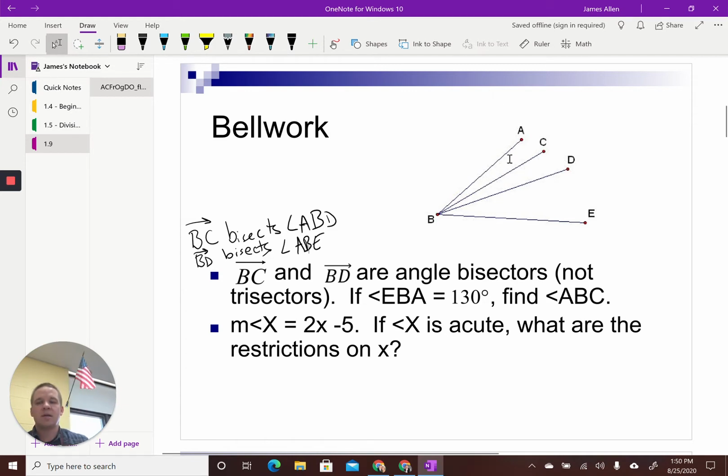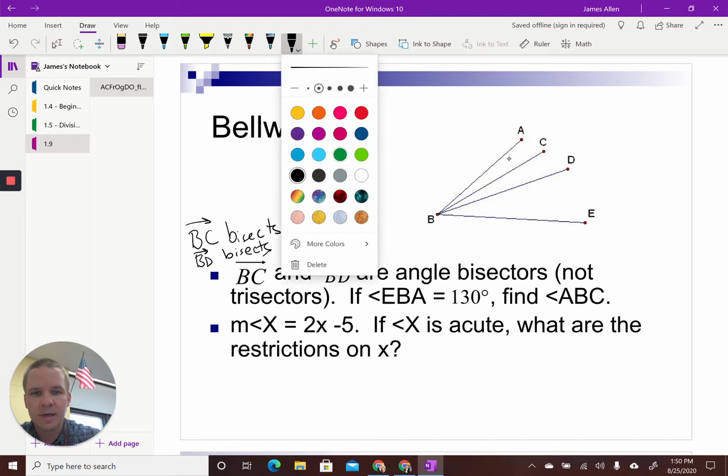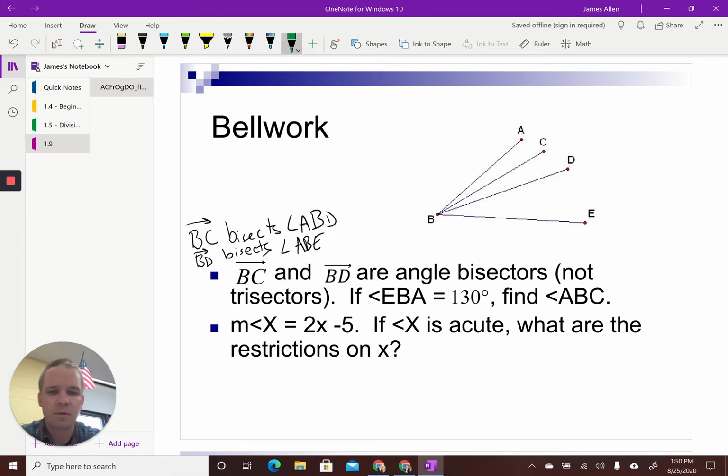Okay, so let's start doing some work. I'm going to go with some green. Green's my favorite color. Okay, so if EBA is 130, then that would make each half, because it's bisected, half of that, which would be 65 degrees. And we know that those two angles are congruent due to bisecting. Let me put that tick mark just slightly off of the line so you can see it better. Okay, so both of those are 65.